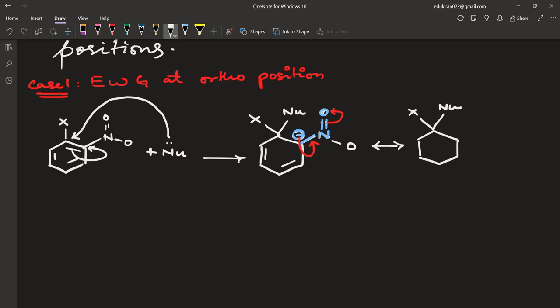So the negative charge is on that carbon atom which contains the NO2 group. Nitrogen, the double bond, oxygen negative, and here we have oxygen. Other things are as they are, there is no change. So you can see the negative charge is on that carbon atom which contains the nitro group. So obviously this negative charge will be withdrawn from the benzene ring and it will stabilize the carbanion here. It will stabilize the negative charge. Okay.